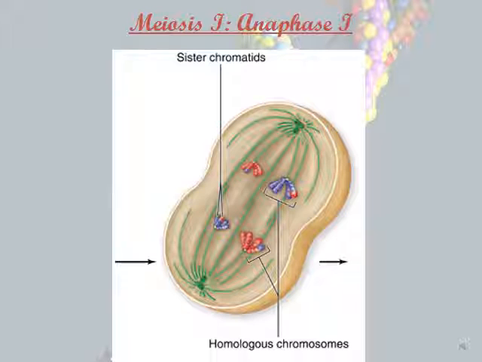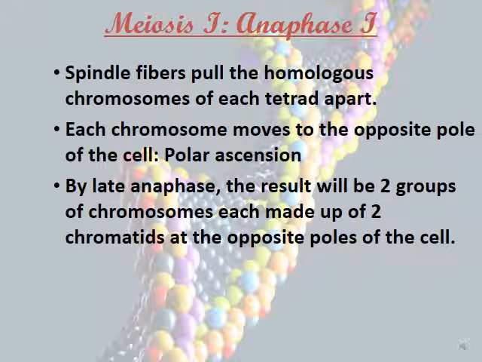Anaphase I. What will happen? The spindle fibers will pull the homologous chromosomes of each tetrad apart. Each chromosome will move to the opposite pole of the cell, forming what's known as polar ascension. The result will be two groups of chromosomes, each made up of two chromatids, at the opposite poles of the cell.